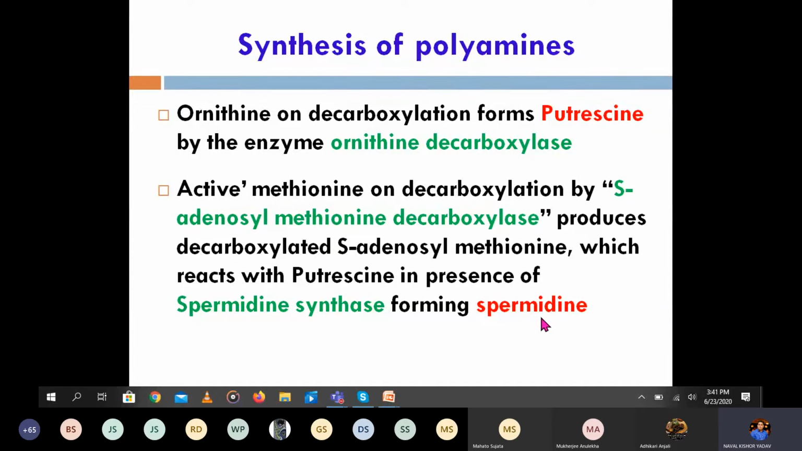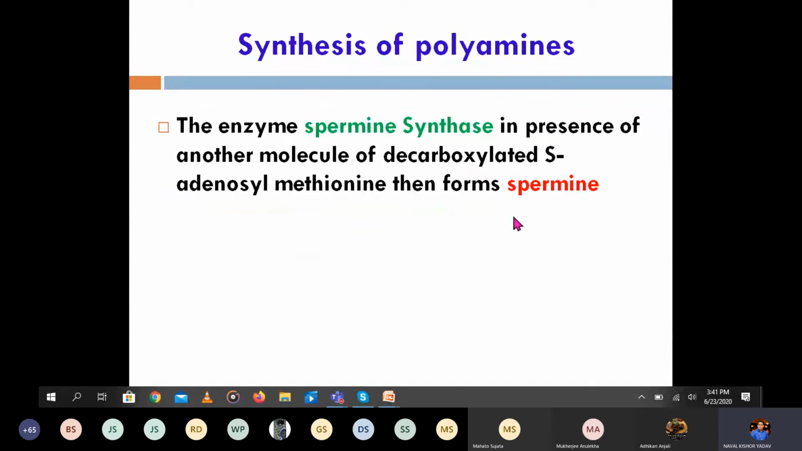Now from spermidine, the spermine is formed by the enzyme spermine synthase, and this also requires another molecule of decarboxylated S-adenosyl methionine. From spermidine it forms spermine, and the reaction is catalyzed by the enzyme spermine synthase.